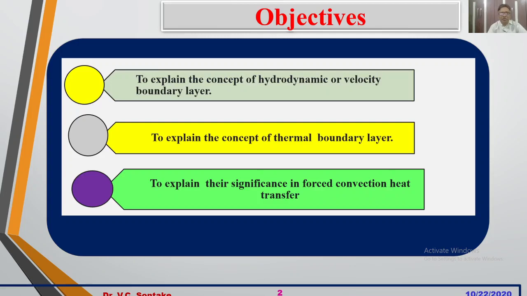The objectives of this video lecture are: number one, to explain the concept of hydrodynamic or velocity boundary layer development over flat plate surface. Number two, to explain the concept of thermal boundary layer development over a flat plate. And number three, to explain their significance in forced convection heat transfer, and also to find out the relationship between these two.